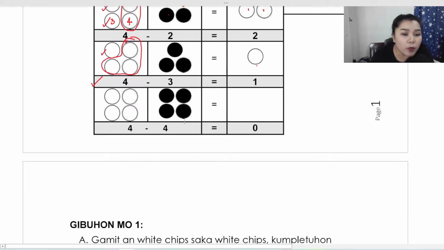Okay, how about if we have 4 minus 4, why is it that the answer is 0? For this 4 minus 4, 4 white chips look for a partner with 4 black chips. So it means 1, 2, 3, 4. I'm going to encircle the 4 white chips also. Do you see any chips outside the group? None. So that's why if 4 is subtracted by 4, the answer is 0. That is how we can show taking away using the white and the black chips.